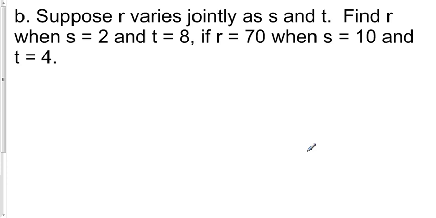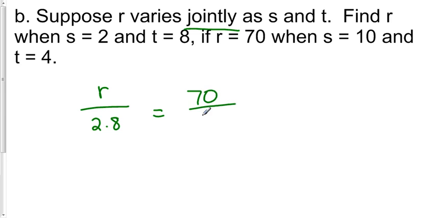Let me show you one more of these. This time r varies jointly as s and t, so when it says the word jointly, you know which proportion to use. Find r when s equals 2 and t equals 8, if r equals 70 when s equals 10 and t equals 4.